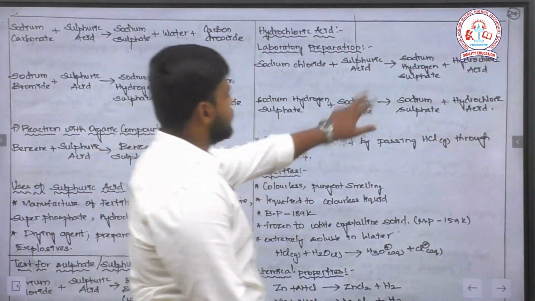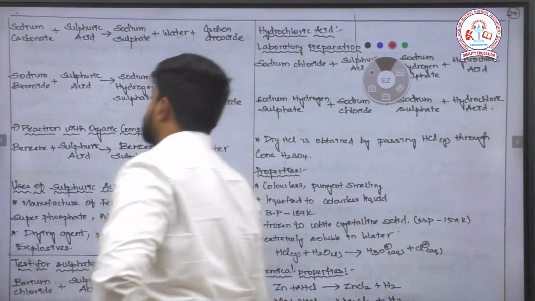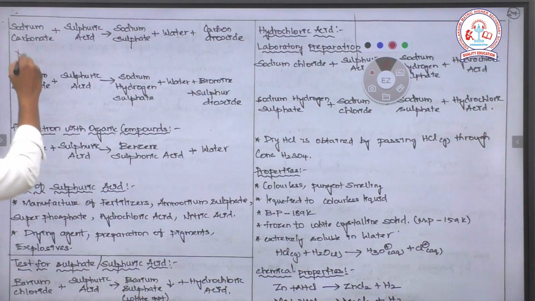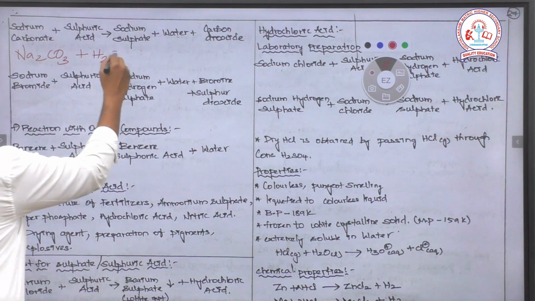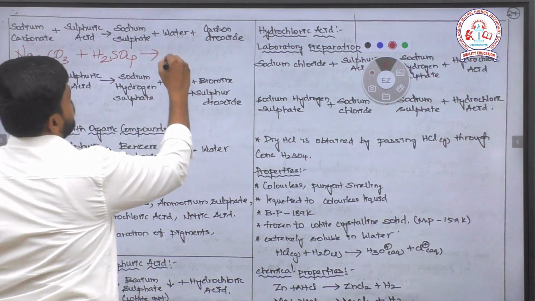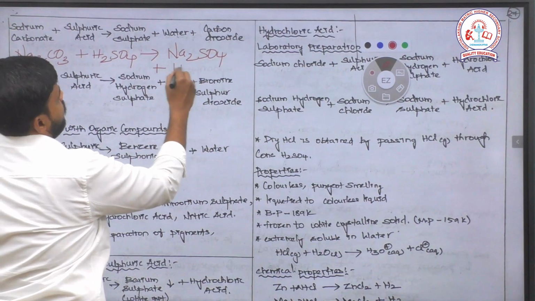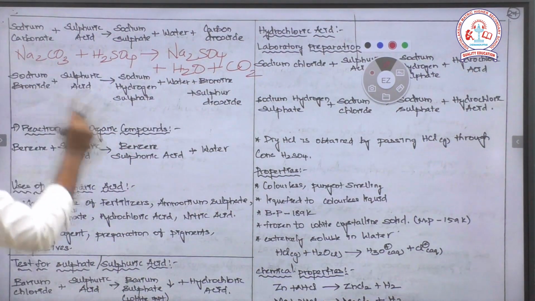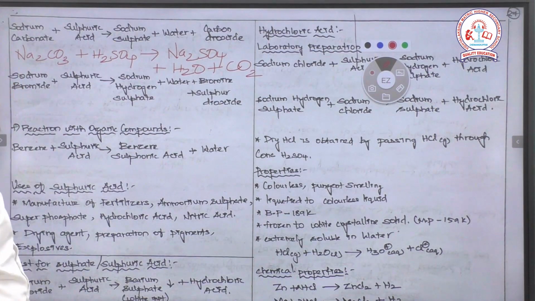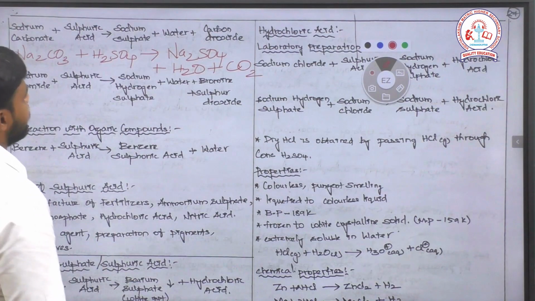Then the other salts, like sodium carbonate. When sodium carbonate reacts with sulfuric acid, it forms sodium sulfate. Na2CO3 plus H2SO4 gives sodium sulfate, Na2SO4, plus H2O plus CO2. So sodium is balanced, sulfur 1 balanced, carbon 1 balanced, hydrogen 2 balanced, oxygen 7 balanced.